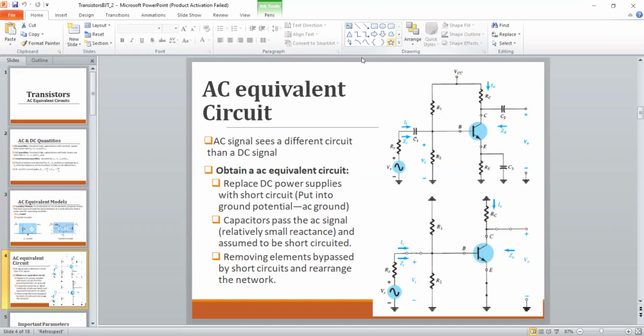Similarly, if you are dealing with AC quantities, you can get an AC equivalent circuit. In this case, you have to simplify the real transistor configuration to an AC equivalent circuit. So how do you get the AC equivalent circuit?